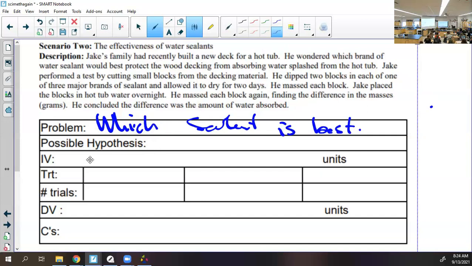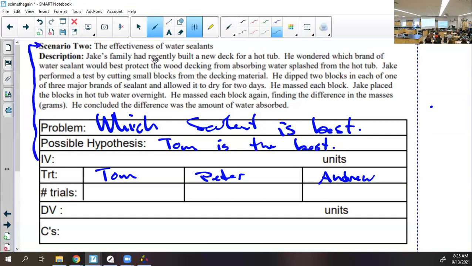Okay, possible hypothesis. Well, it helps if you know which one of your treatments. So I'm going to say Tom, Peter, and Andrew. We all three make different types of water sealants. Clearly, my possible hypothesis would be Tom is the best. Okay, moving on. The IV is the thing we change. So right up here, Jake wants to know the effectiveness of water sealants. So the thing he's changing is the type of water sealant.